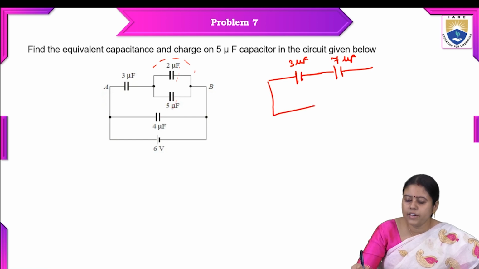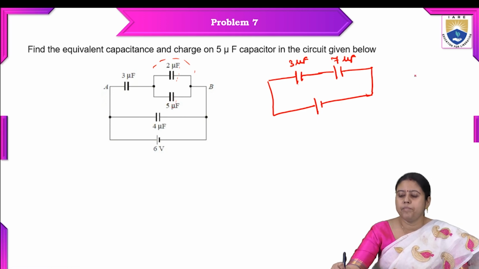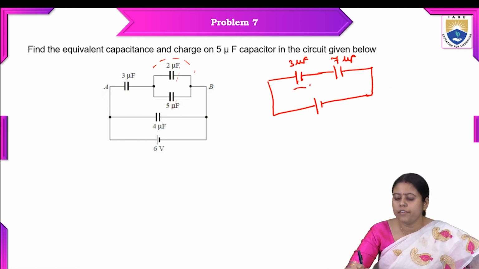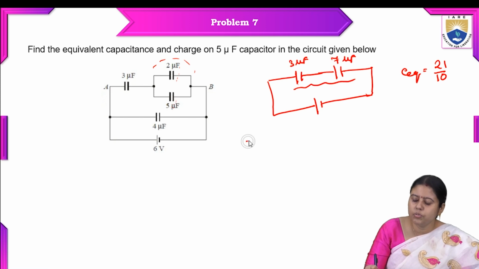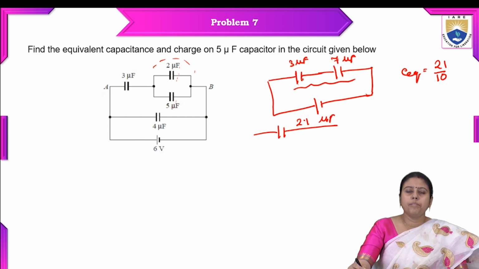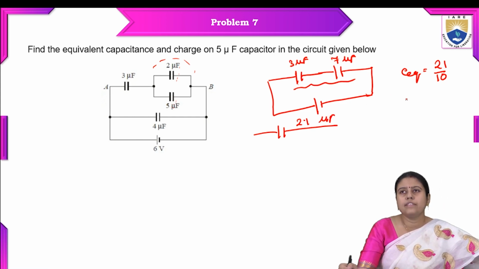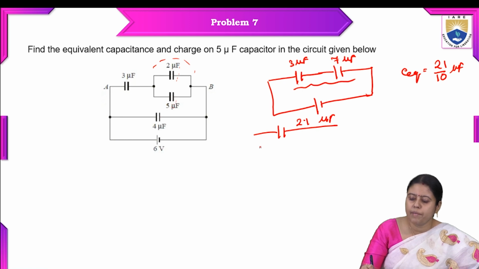Then the next one is the 4 microfarad. I am drawing only the capacitance portion. Now 3 and 7 are in series. What is the equivalent for these two? It is 21 by 10, using AB by B plus A, which is 21 by 10 microfarad. So 2.1 microfarad.